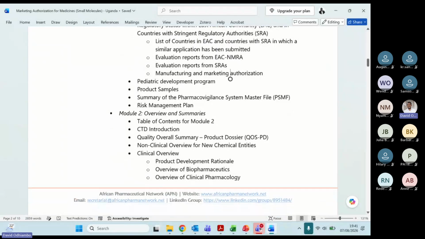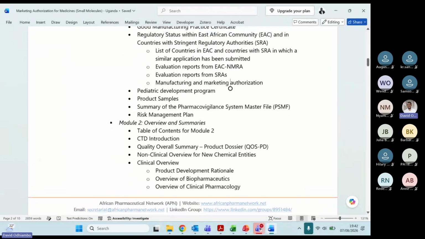Then other than that, and this is something that is unique to Uganda. For most other new market product applications in other countries, normally there's not much of a specific, explicit request on a pediatric development program. And this is a pain point. I'm not looking at it only from a Uganda standpoint, but it has been a pain point across the entire industry, across the continent, but I would say globally as well.